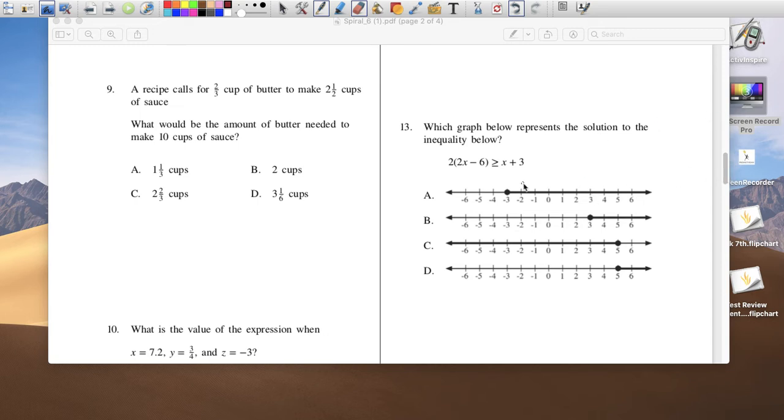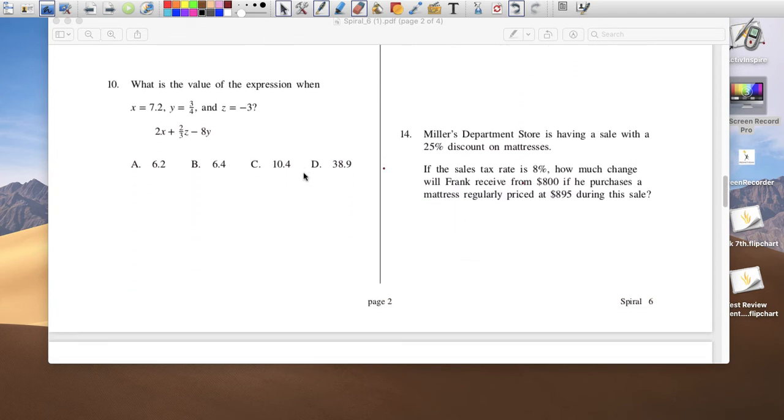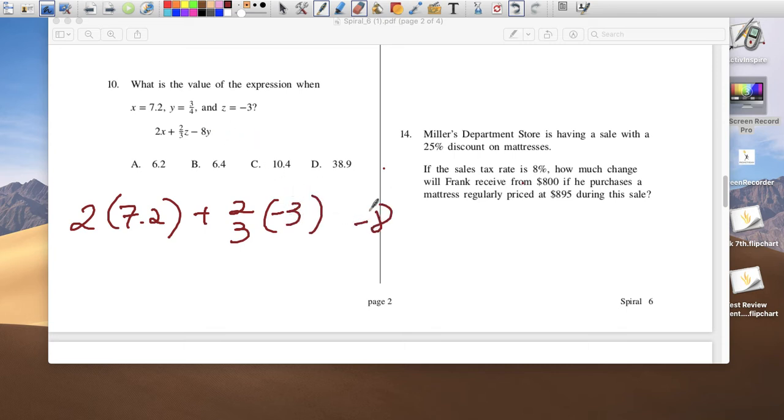So let's go to 14. Actually 10. So what's the value of the expression when x equals 7.2? So again, you will have a calculator, so at least substitute. So it's 2 times 7.2 plus 2/3, and then parentheses negative 3, right? Because that's the z value. And then minus 8 times, and the y value is 3/4. I'll put in parentheses. This is your expression.